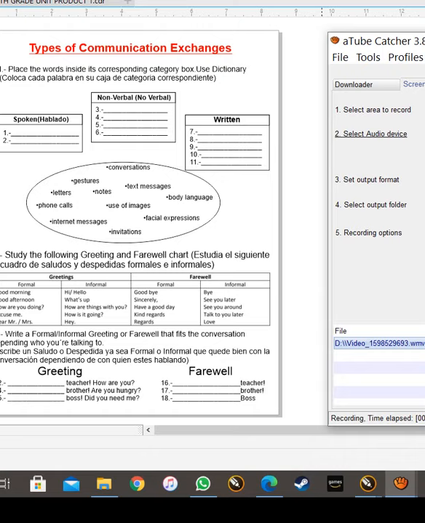Moving on to number three. That was just a study, because you're going to use it on the next exercise. On exercise number three, it says write a formal or informal greeting or farewell that fits the conversation depending on who you're talking to. For greetings, 12 to 15 are greetings. 16 to 18 are farewells.